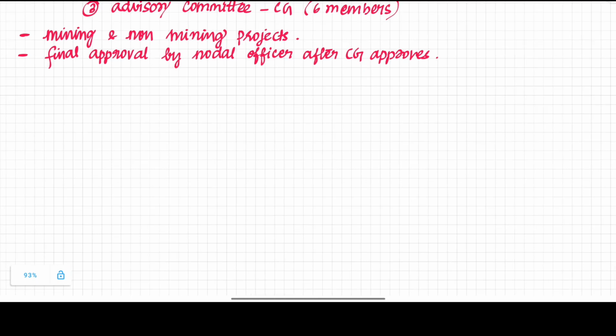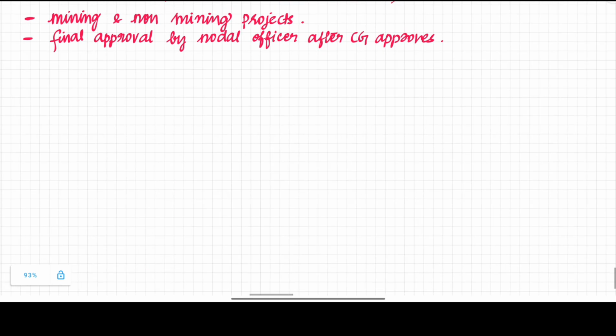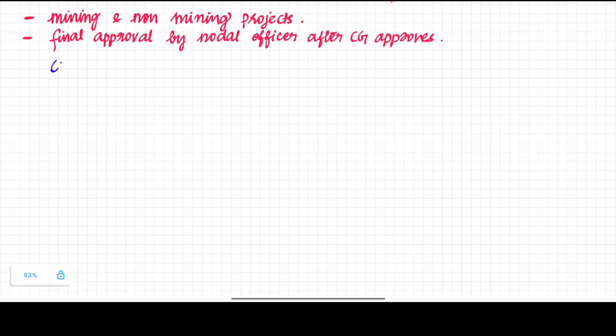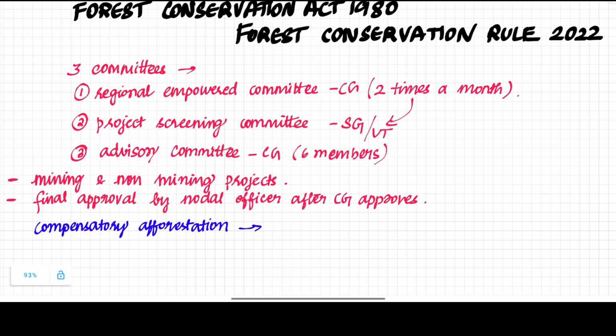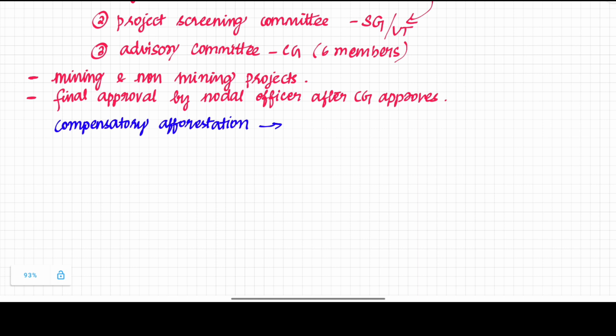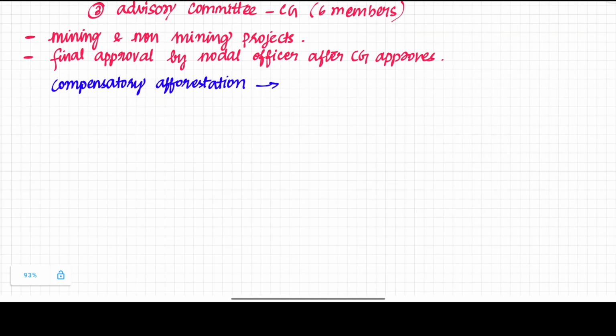We are dealing with compensatory afforestation, and there is also a change with respect to it. Usually when we are cutting down certain forest area, we go for the Forest Conservation Act. For projects, we have 3 committees: a Regional Empowered Committee by the central government, a Project Screening Committee by the state government, and an advisory committee by the central government with 6 members. For mining and non-mining projects, a nodal officer approves after the central government has approved.